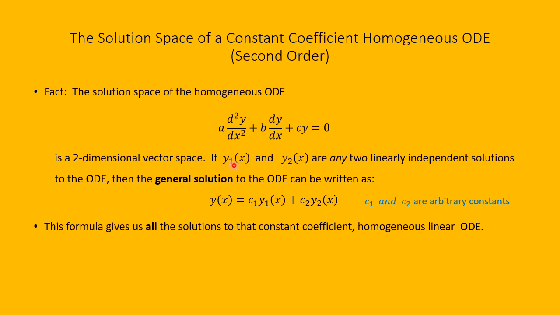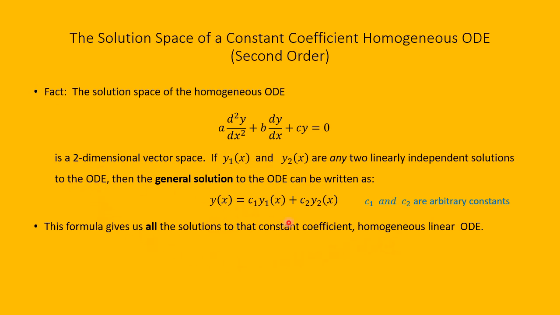If you can find two vectors or two functions, y1 of x and y2 of x, any two linearly independent solutions to this differential equation, then the general solution to the differential equation can be written as an arbitrary linear combination of y1 and y2. So this formula gives us all the solutions to that constant coefficient linear ordinary differential equation.